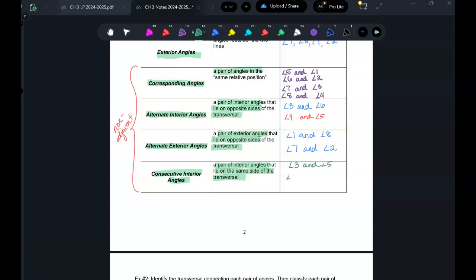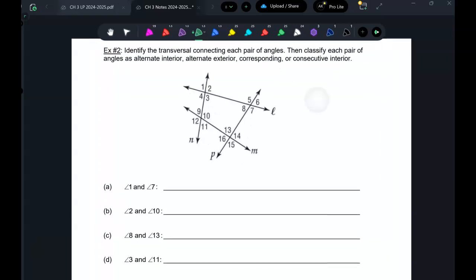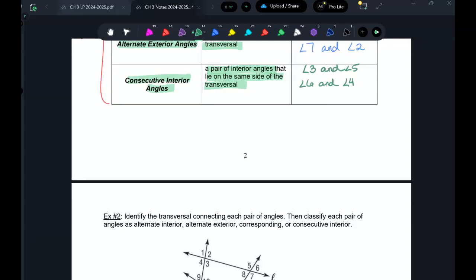Good. 6 and 4. Now, there's no consecutive exterior. What was the second one on the other one? 6 and 4. So 3 and 5, and 6 and 4.